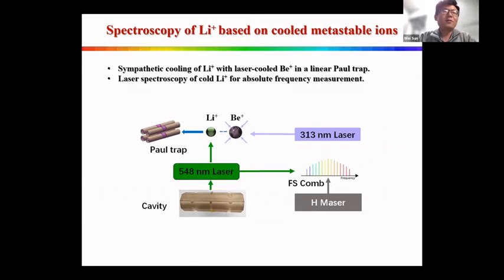Okay. One method to reduce the Doppler effect is to use cold lithium ions as an object of measurements. So in order to achieve this purpose, we are planning to prepare cold metastable lithium ions by sympathetic cooling of lithium ions with laser-cooled barium ions in a linear Paul trap. And this is difficult because to perform sympathetic cooling with good efficiency, we need to produce metastable lithium ions with high yield. We hope that we will find a practicable way in the near future.